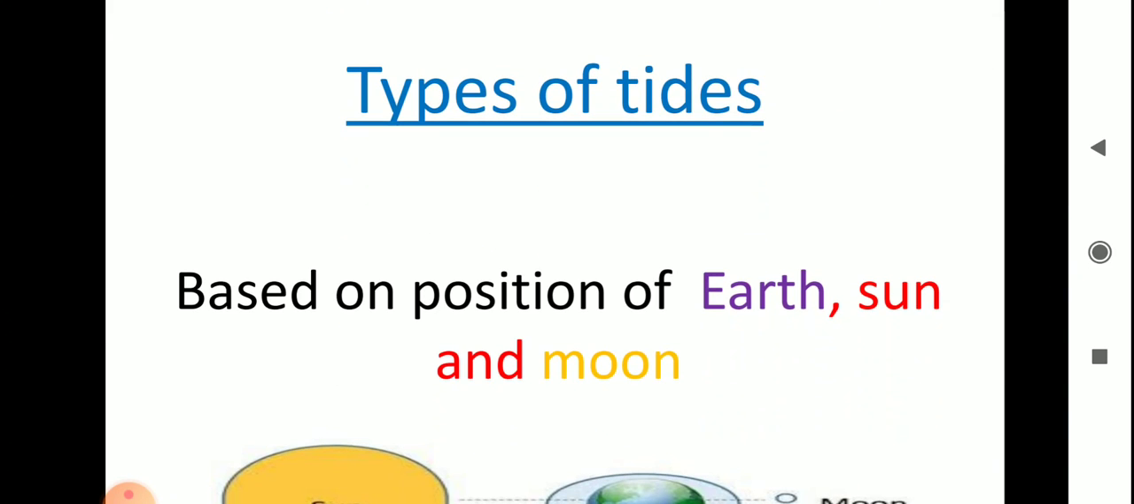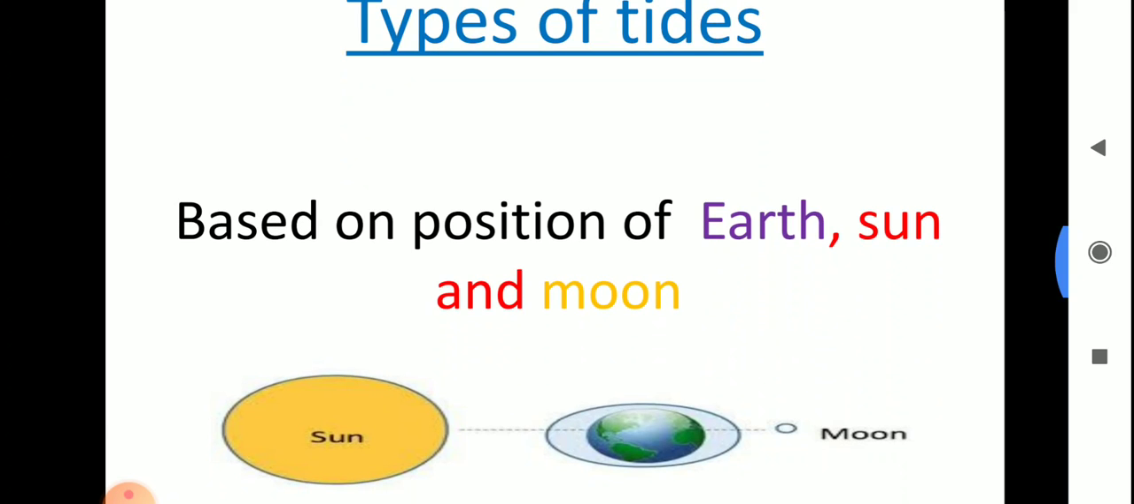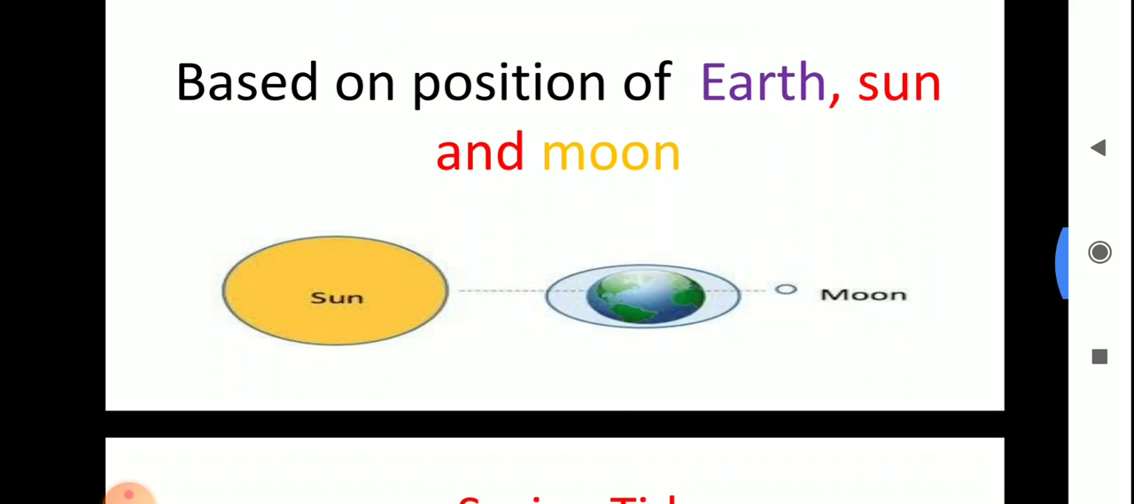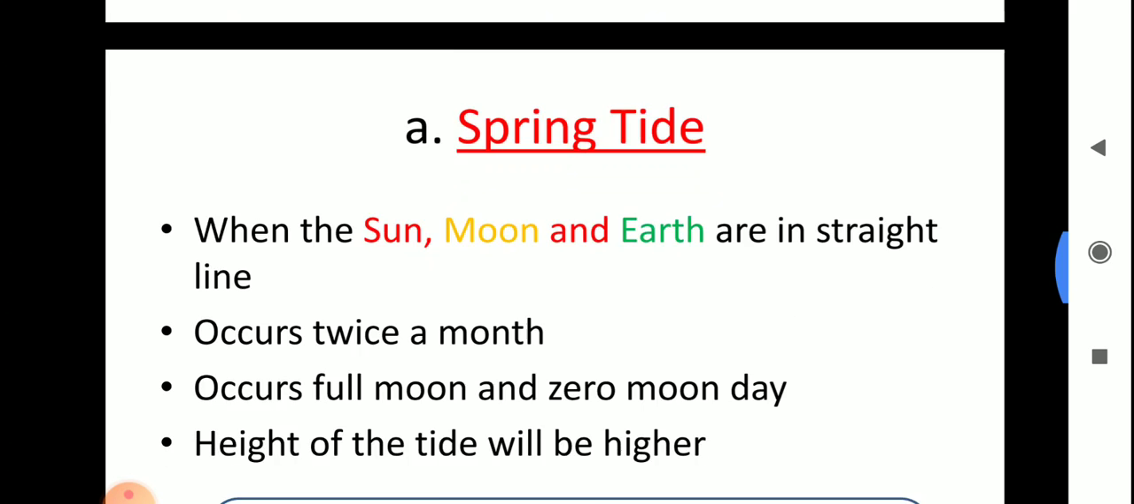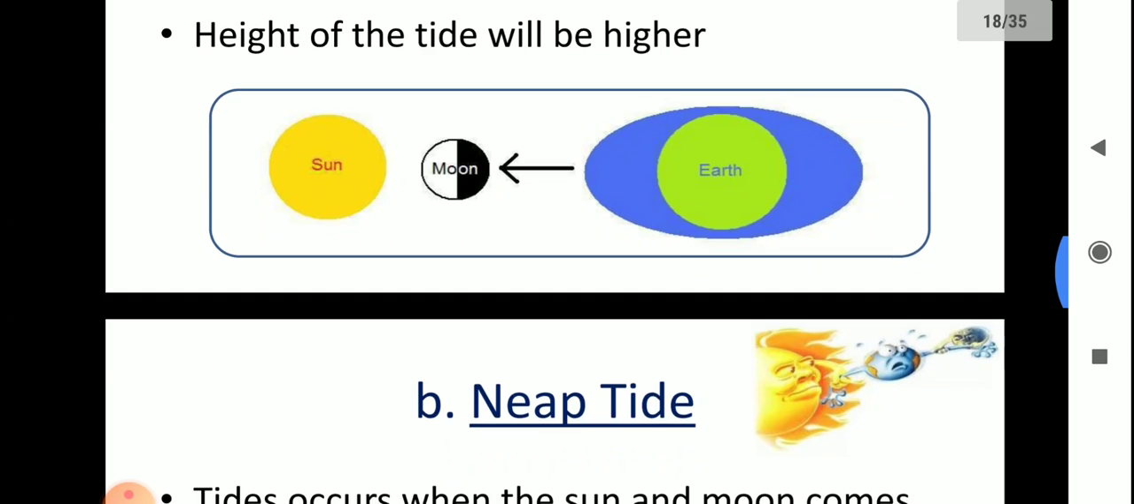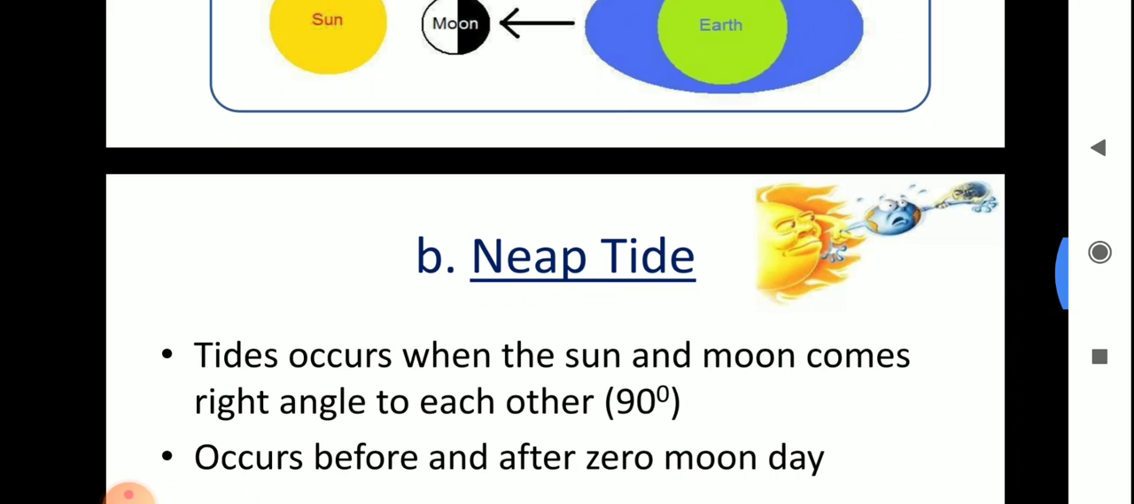Next, I told you about the types of tides based on the position of earth, sun and moon. Here you can see this is in a straight line, which is very important. Spring is linear, that is how you can remember, but it is not at 90 degrees. A spring tide occurs when the sun, moon and earth are in a straight line, twice a month. You can see this through the picture.